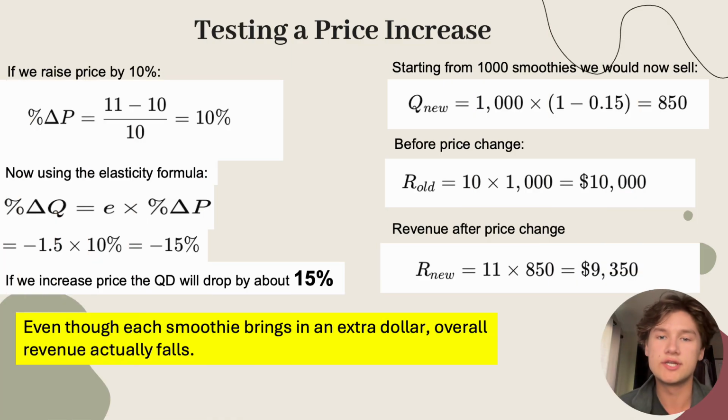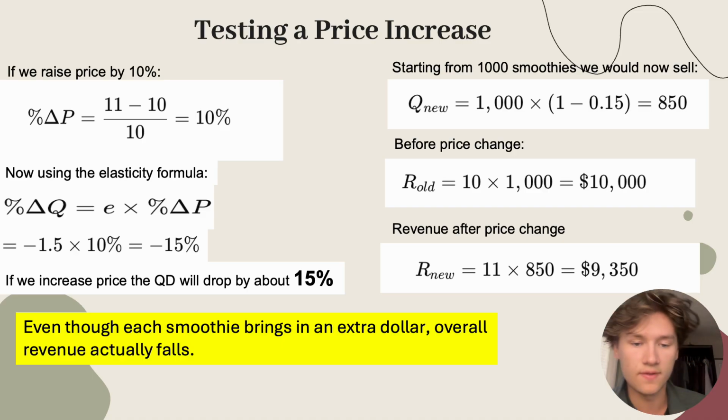Okay, so let's actually test out what happens if we raise our price by 10% from $10 to $11. Using the elasticity of demand formula, the change in the quantity demanded would be our original negative 1.5 times the 10% price change, and we would get negative 15%, which means if we increase the price, then the quantity demanded will drop by 15%. So if we go back to the original 1,000 smoothies that we sold and multiply that by 1 minus 0.15, we get 850. So if we change the price to $11, we are now selling only 850 smoothies instead of 1,000.